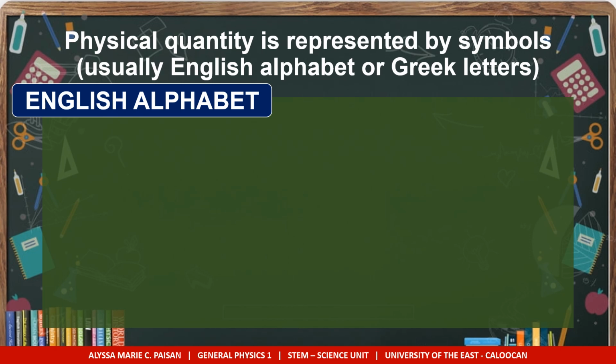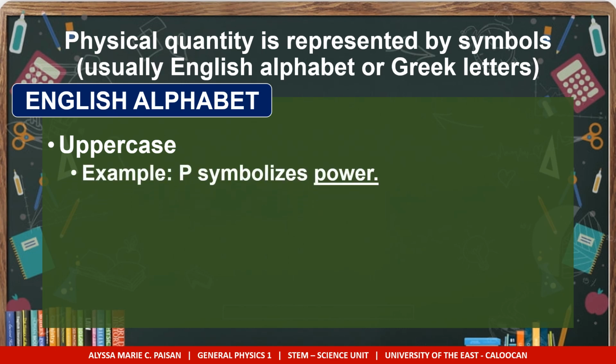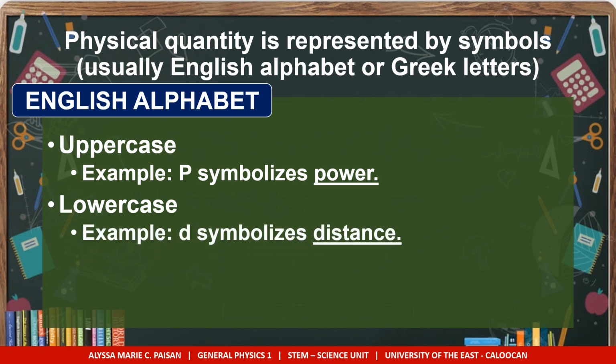Physical quantity is represented by symbols, usually English alphabet or Greek letters. Representations through symbols are quite necessary when physical quantities already belong to equations. Here are some examples of English alphabet used as symbols to represent physical quantities. We may use uppercase. For example, the uppercase letter P symbolizes the physical quantity power. We can also use lowercase. For example, the lowercase letter d to symbolize distance. Most of the time, the first letter of the physical quantity becomes its symbol. However, there are exemptions that we will encounter as we study physics.